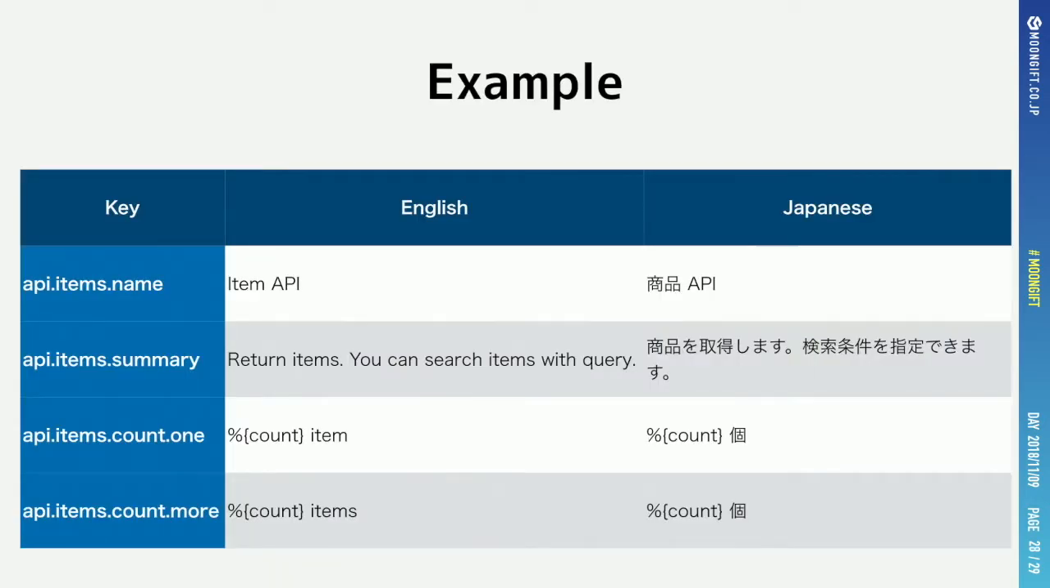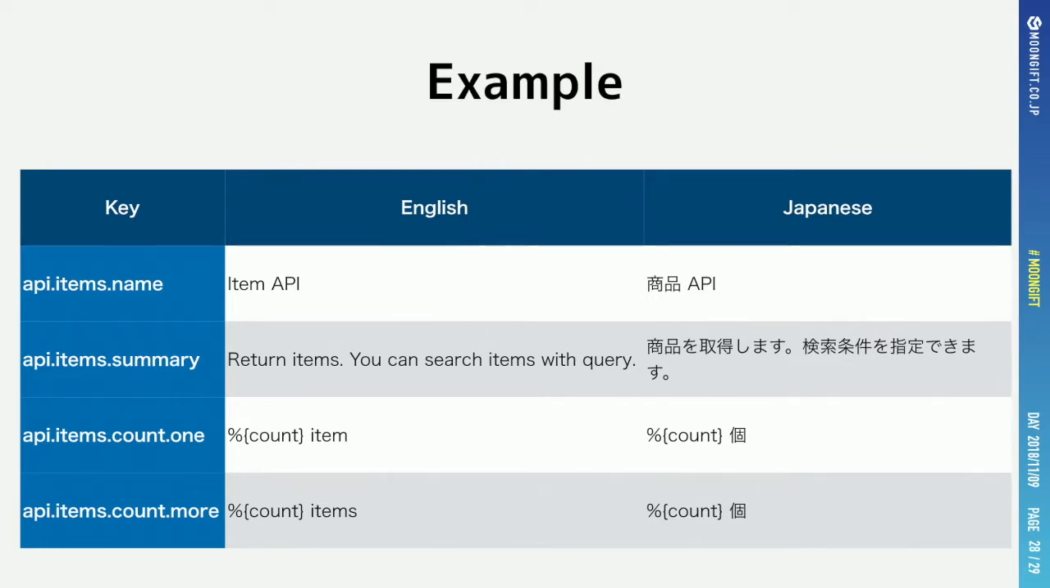This is another of my clients' examples. They are a global SaaS company. Maybe you know their name. And they are using a CSV file for international localization, like that. So they use keys in their documents, like api.item.names. And I got the English term and translated it to Japanese.